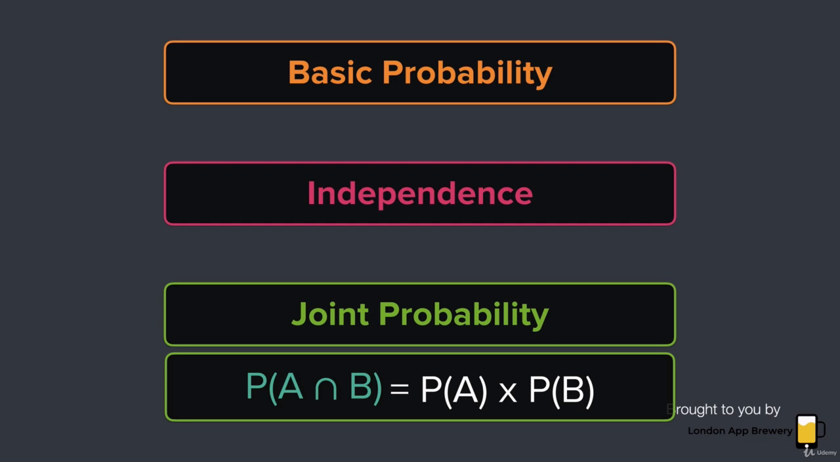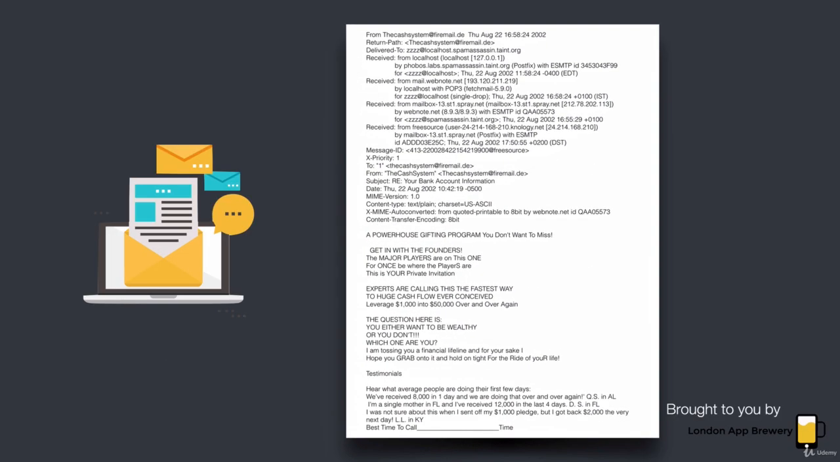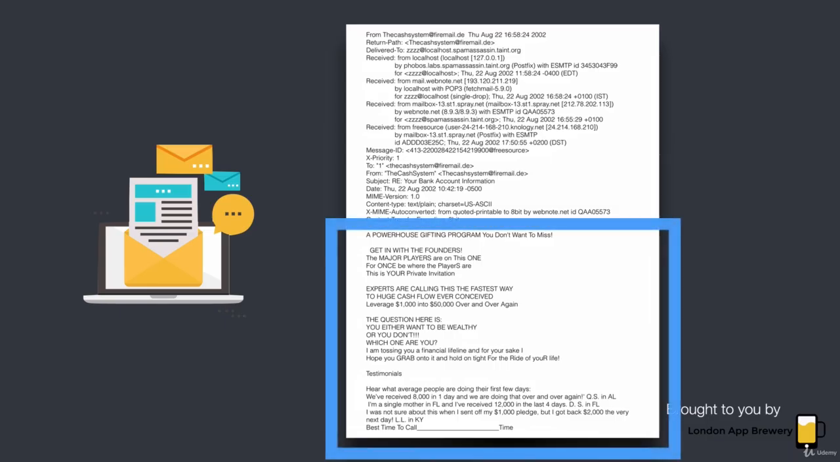Now, let's take this discussion back to spam classification. In order to work out the probability of an email being spam, we should look at something other than the frequency of spam emails out there in the wild, right? We should look at the contents of each individual email. This means looking at the message itself, which is, well, where it gets interesting.